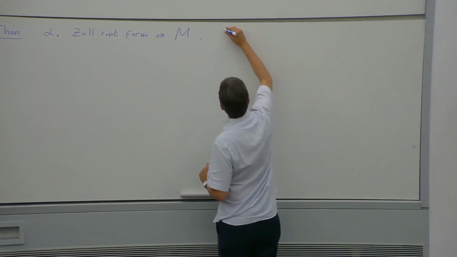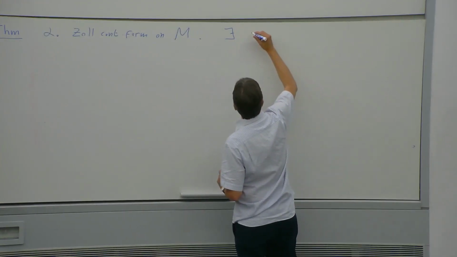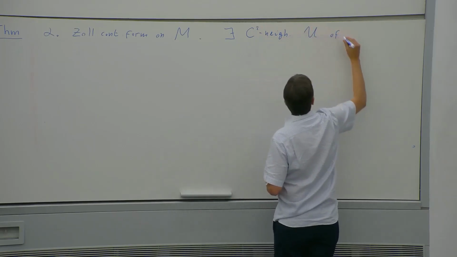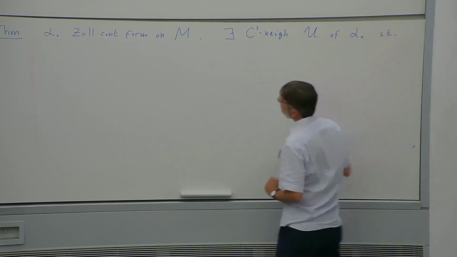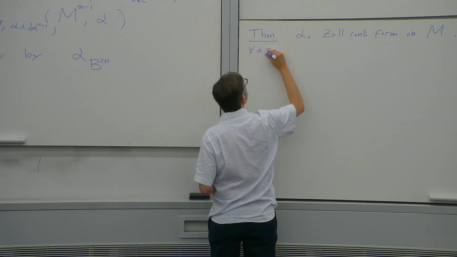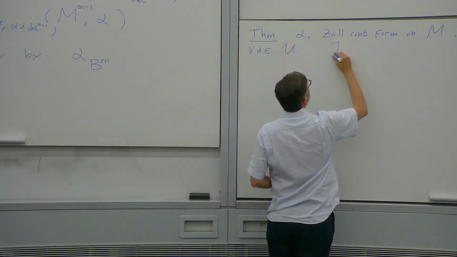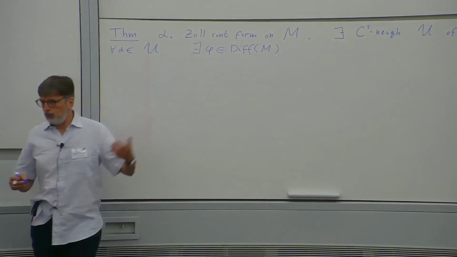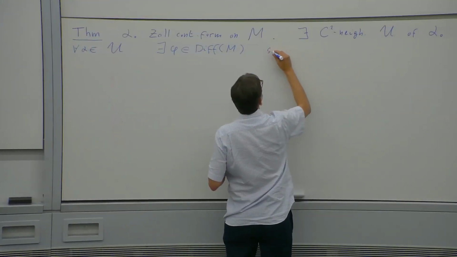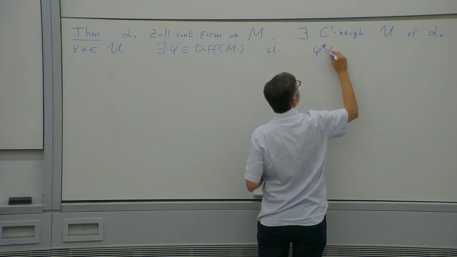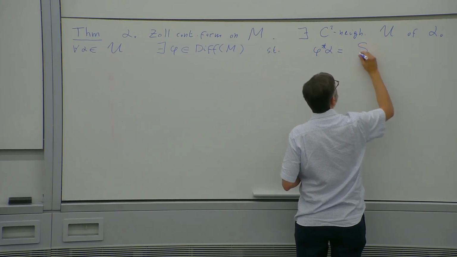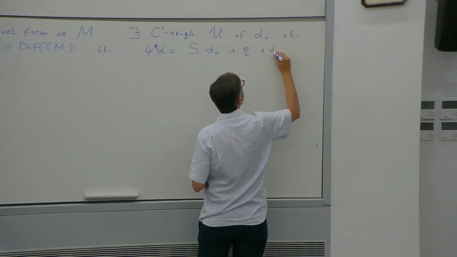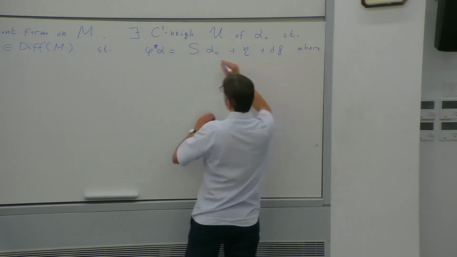So the theorem says that there exists, actually here it's enough to have a C2 neighborhood U of alpha naught, such that whenever alpha is in this U, there exists a diffeo of M. This diffeo, of course, will be close to the identity, such that the pullback of alpha with respect to this diffeo has the following form. So it's a function S times alpha naught. Then there is one form eta, and then there is a differential df, where I have to tell you what all these guys are.